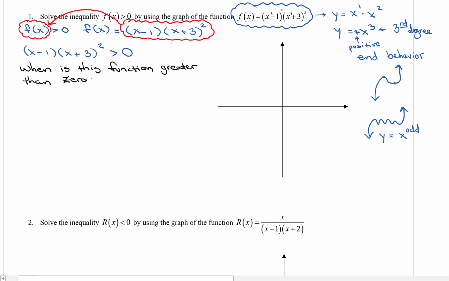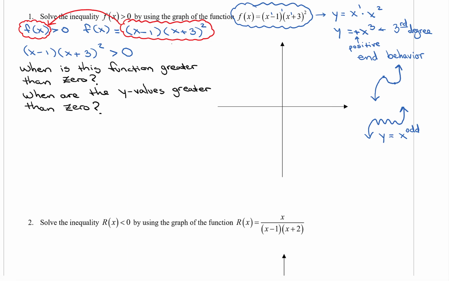Now, I know for some people that I just said a bunch of Greek, something you just didn't understand, something in an entirely different language. I'm going to try to say it in several different ways for you to understand me. Another way I could say this is, when are the y values of this function greater than 0? How about that? For some of you, that might resonate a little more. When are the y values greater than 0?